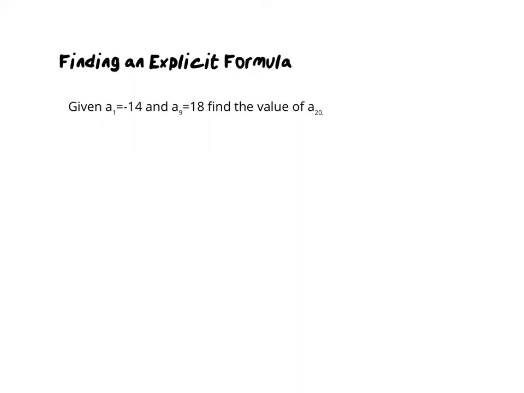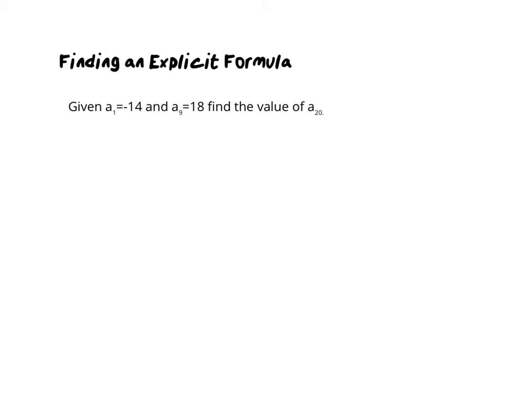In this video, what I'm going to teach you to do is find what we call an explicit formula. An explicit formula takes any two terms within the sequence, and we rewrite the formula for it to find any other term within the sequence. So here I'm giving you A1, and that's negative 14, and also A9, which is positive 18. And I want you to find the value of A20, which is further down the line.